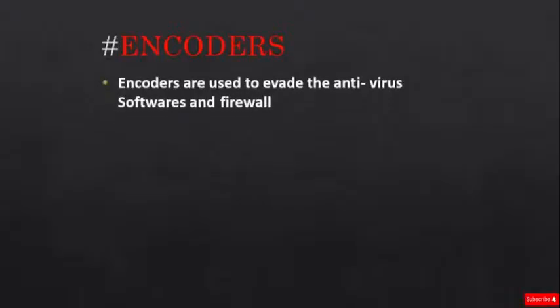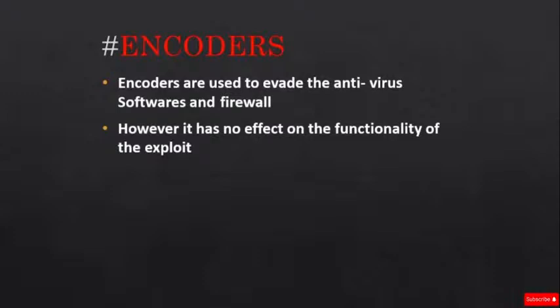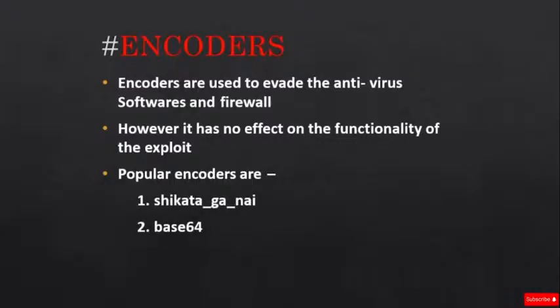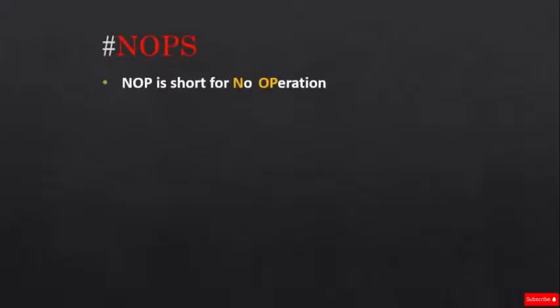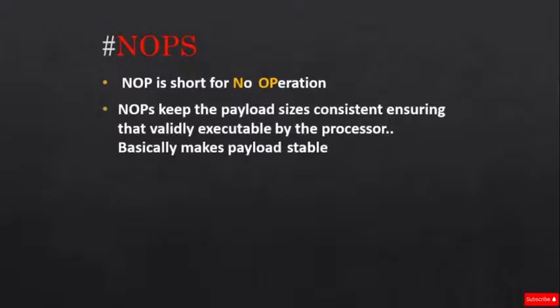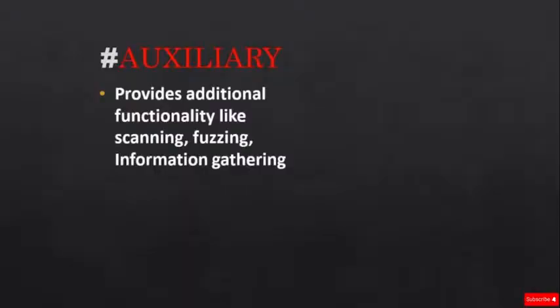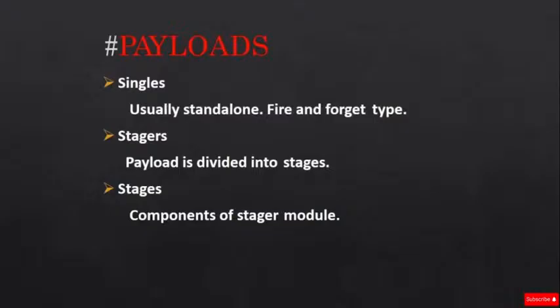Now, we'll quickly go through the modules of the architecture of Metasploit. First, encoders. Encoders are used to evade antivirus software and firewalls. However, they have no effect on the functionality of the exploit. So, some popular encoders are... Next, NOPs, which is short for no operation. No operations keep the payload sizes consistent, ensuring that it is validly executable by the processor. Basically, it makes the payload stable. Next, we have auxiliary. It provides additional functionality like scanning, fuzzing, and information gathering.